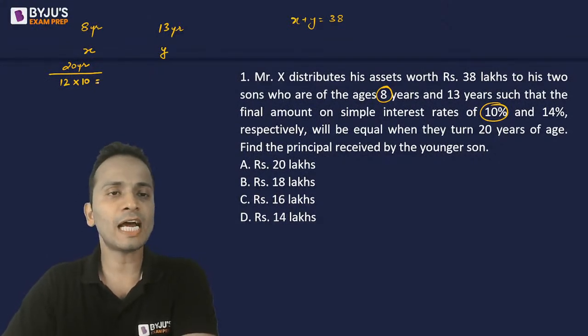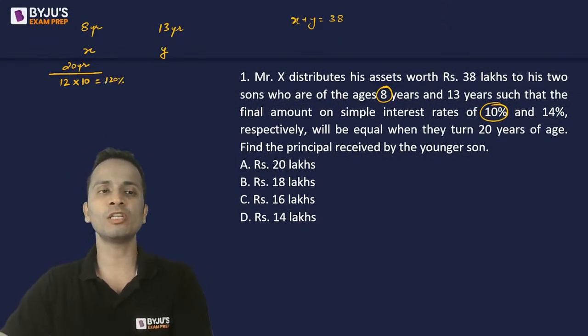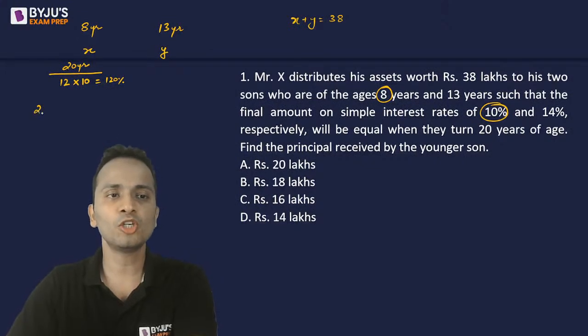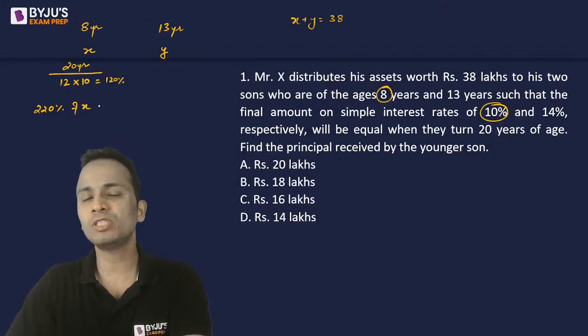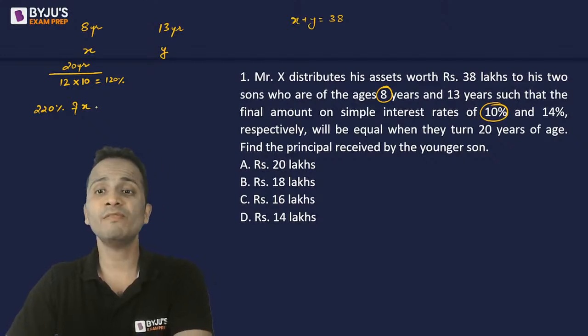So the interest that he will get will be 120 percentage. Now this when added to the original principal, it will become 220 percentage of x. So this is the amount received by the younger son when he will turn 20 years of age.